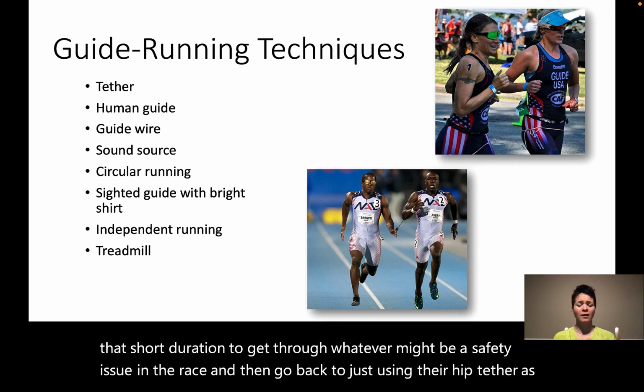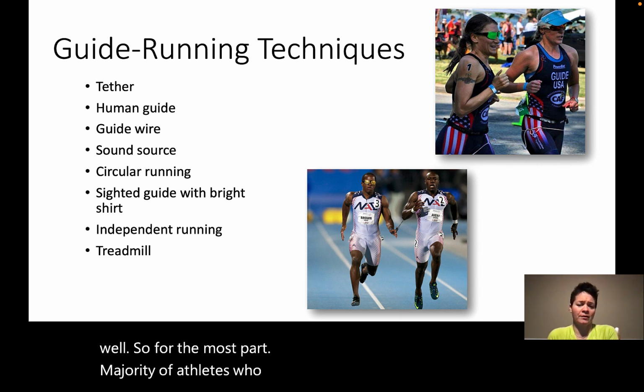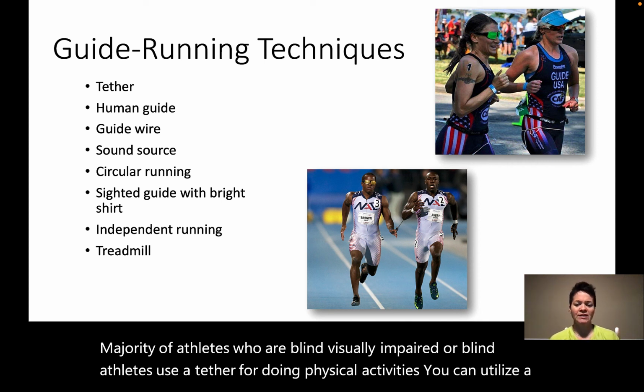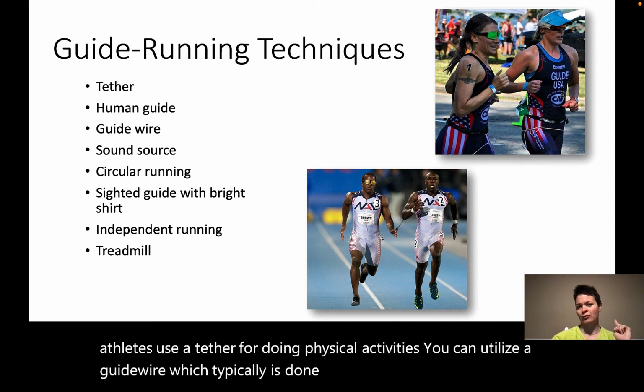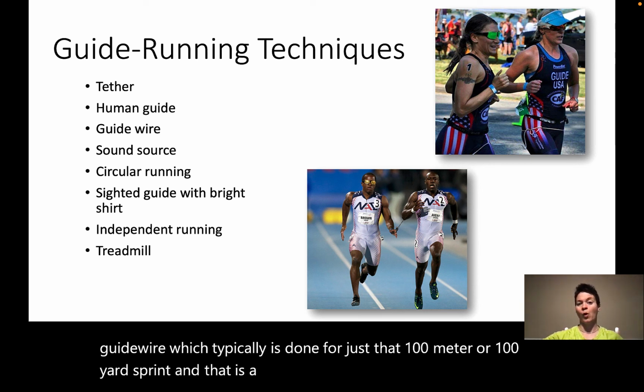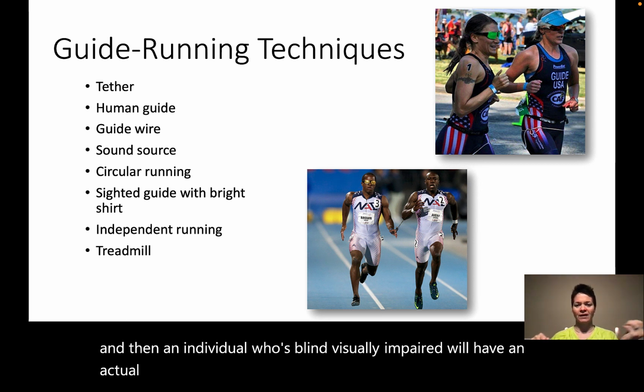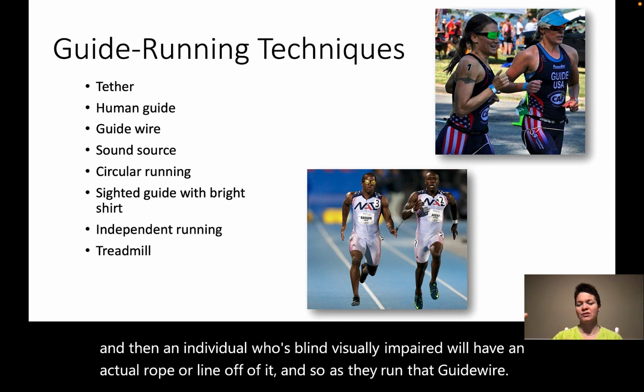So for the most part, the majority of athletes who are blind or visually impaired use a tether for doing physical activities. You can utilize a guide wire, which typically is done for just that 100-meter or 100-yard sprint. That is a staked down wire that is super, super tight. And then an individual who's blind or visually impaired will have an actual rope or line off of it. As they run, that guide wire helps them stay straight.